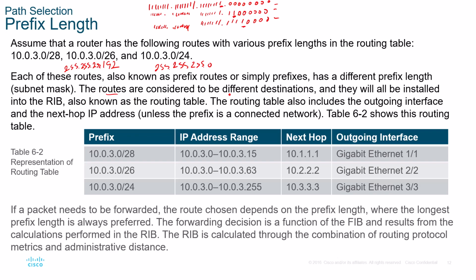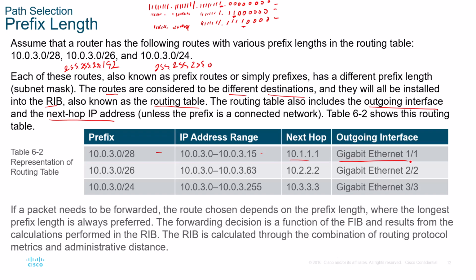The routes are considered to be different destinations and will be installed into the rib, also known as the routing table. The route table will also include the exit interface or egress interface, and the next hop, and outbound interface, unless the prefix is connected to a network. Here we can see the prefix, the range, next hop, exit interface.